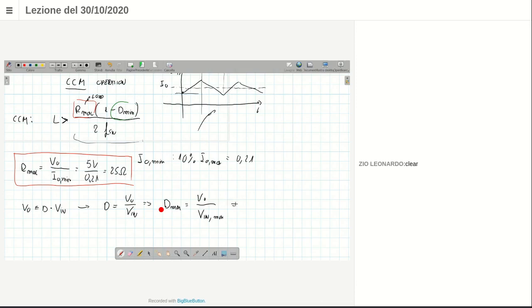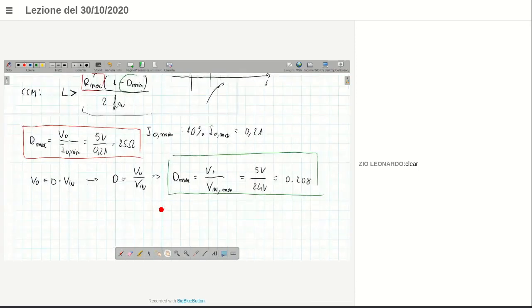Okay. Now let's put the numerical values here. So this is 5 volts. This is 24, if I'm not wrong. V maximum is 24 volts. So in the end, we get that this minimum duty cycle is 0.208. Okay.